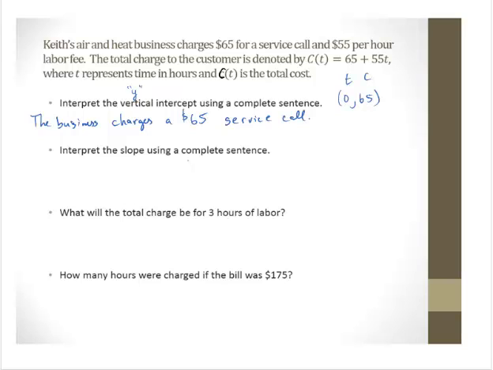Interpret the slope using a complete sentence. The slope is the 55. And that corresponds to the labor fee. The business charges $55 per hour for labor.